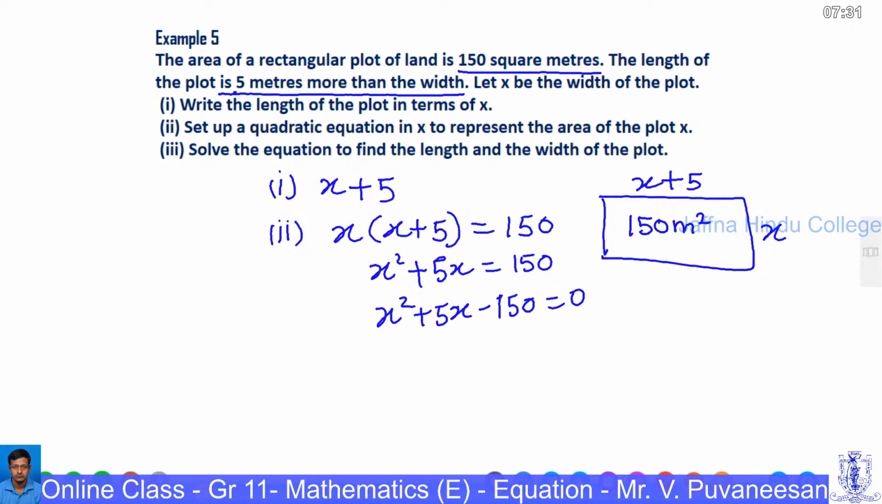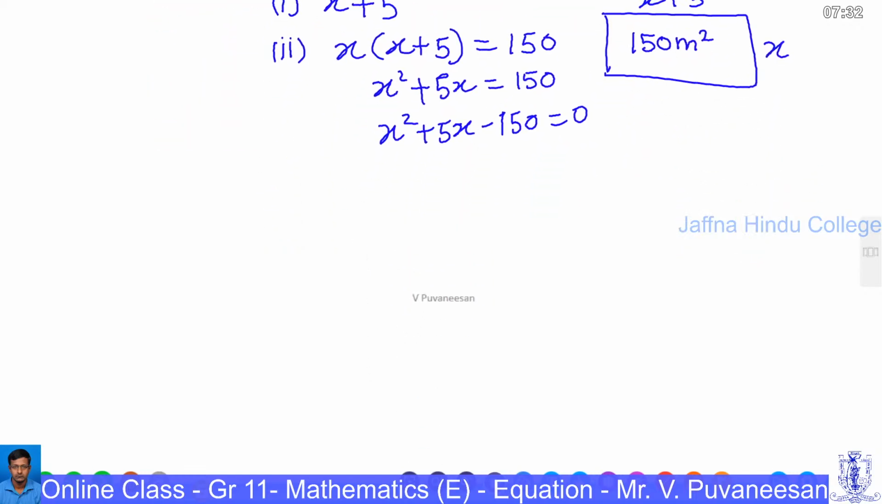Okay, then they asked solve the equation to find the length and the width of the plot. Solve the equation and find the length and width of the plot. So we need to solve this equation. x square plus 5x minus 150 equals 0.